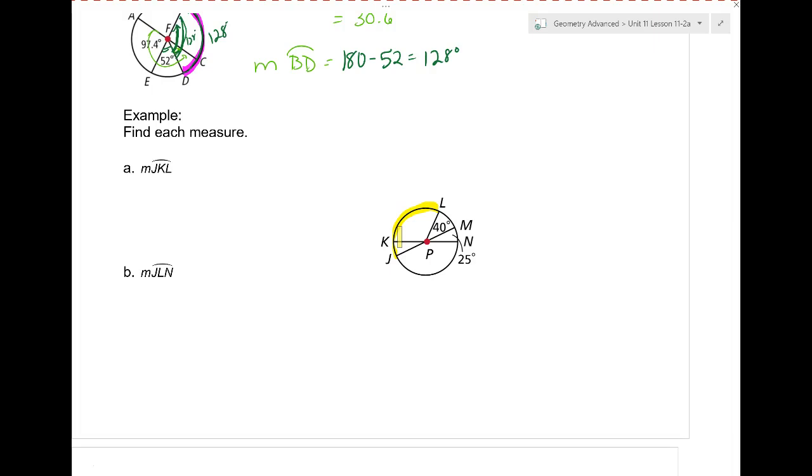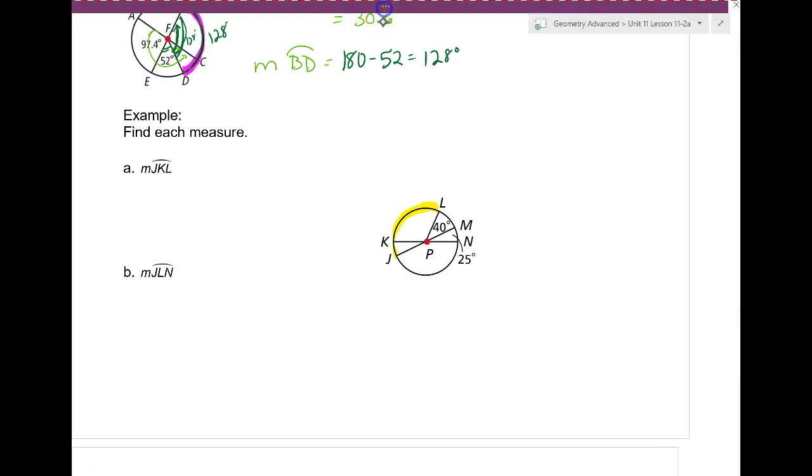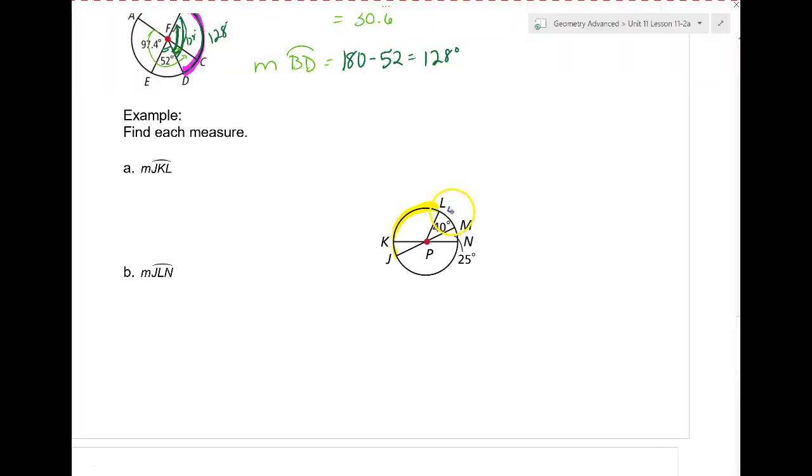Well, I'm going to use the fact that the angle and the arc are the same. So literally, you could even say it like this. I know arc LM is 40. I know the bigger arc JLM is a semicircle. So I could just go 180 minus 40 and get how many degrees?